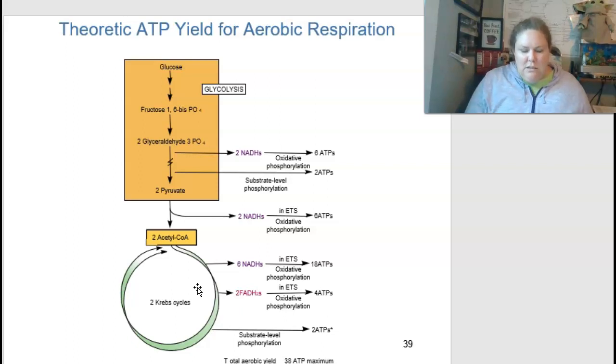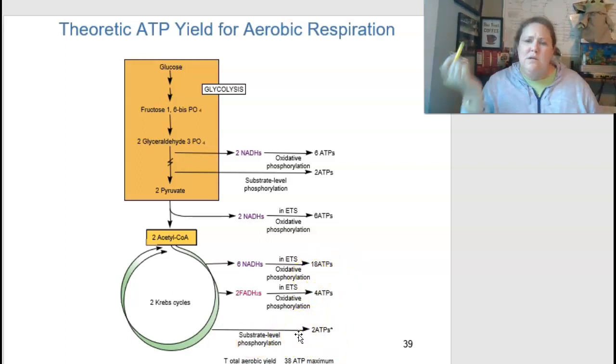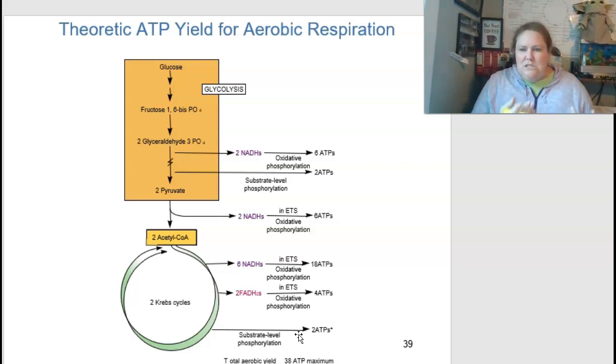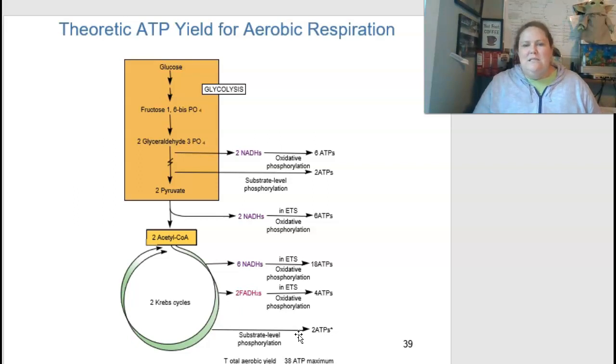So the theoretical yield then for our ATP, for aerobic metabolism, is going to be, we have 6 ATPs, 2 ATPs, 6 ATPs that come from here, 18 ATPs, 4 ATPs, 2 ATPs. And so the books vary. So like in my other class that I teach, we teach it as 30. This one teaches it as 38. Some of them see 32, some of them are 36. For this book, for this test, memorize 38.